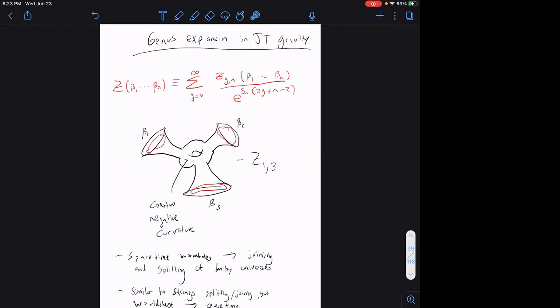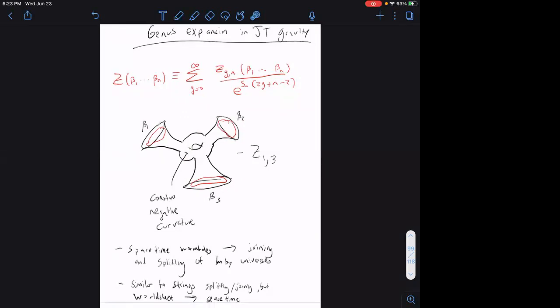So in JT gravity, we're going to consider the n boundary partition function, and we're going to write it as a sum over topologies. And the sum over topologies is an expansion in e to the minus S_0 because of this topological term in the JT gravity action. So a surface with the Euler character chi is suppressed by e to the S_0 chi. So here's a little example, 3 boundaries, and I have some surface in the middle that has a handle on it.